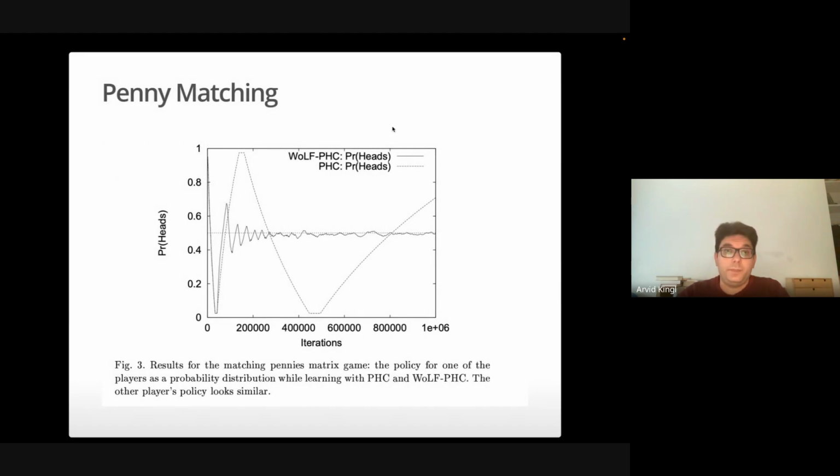So here, that is the penny matching, where we know that the stable policy is 50-50, and the policy hill climbing, so the one that doesn't use this win or learn fast, is one that is bouncing around in these large circles, whereas the WoLF policy hill climbing converges rather quickly to a fairly stable solution and just moves in very small steps around it.